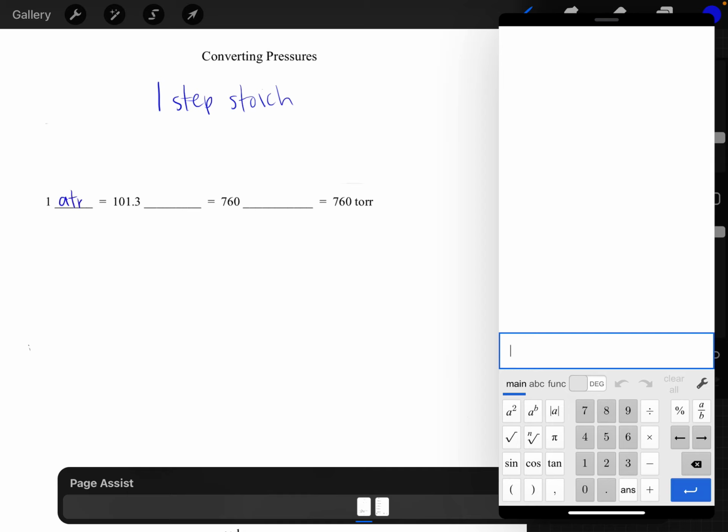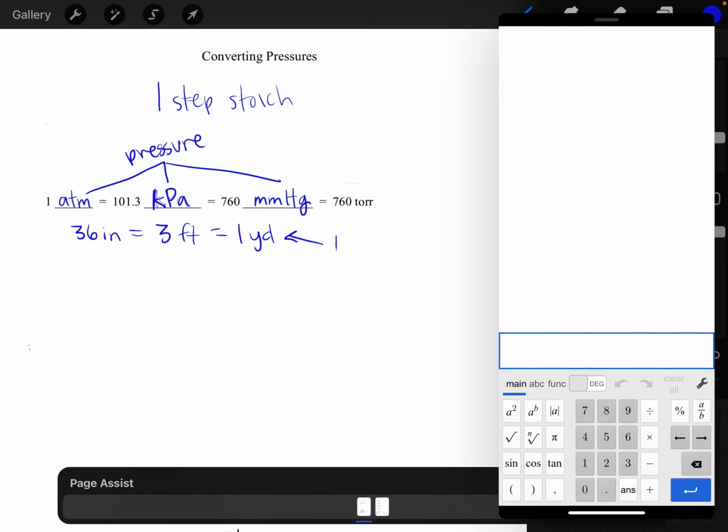You should have learned that 1 atmosphere is equal to 101.3 kilopascals, which is also equal to 760 millimeters of mercury. Those are the three that we're going to be using in this class most of the time. This is essentially the same as saying 36 inches is equal to 3 feet, which is equal to 1 yard. The only difference is that these units are talking about pressure, whereas those units are talking about length.